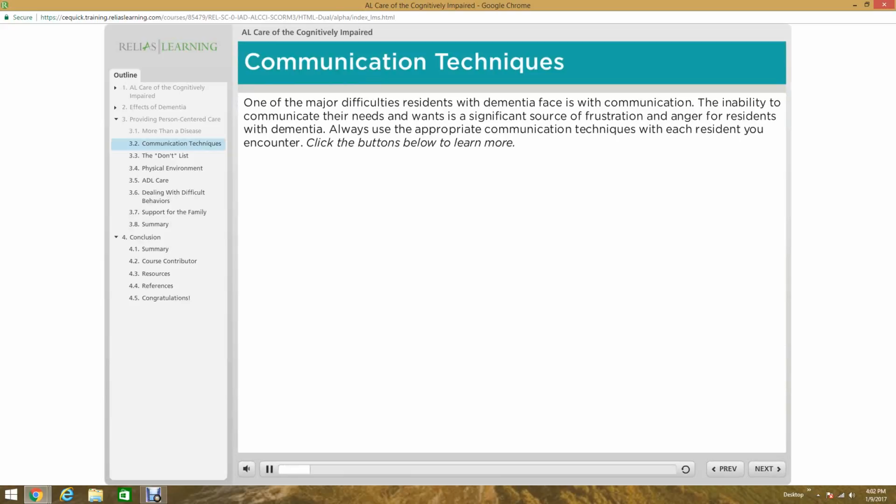Communication techniques. One of the major difficulties residents with dementia face is with communication. The inability to communicate their needs and wants is a significant source of frustration and anger for residents with dementia. Always use the appropriate communication techniques with each resident you encounter. Click the buttons below to learn more.